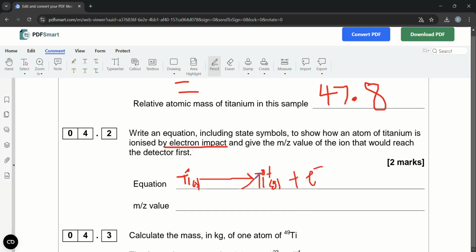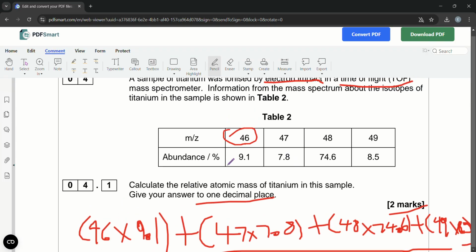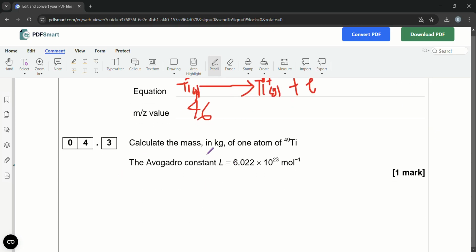You just need to memorize how to construct these, like as a formula from X gas to X plus gas plus e minus. This is for electron impact, and for electrospray it is different. And give the m/z value of the ion that reaches the detector first. Well, it's going to be this one because it's 46, the lightest ion, so it's going to reach the detector first. 46.